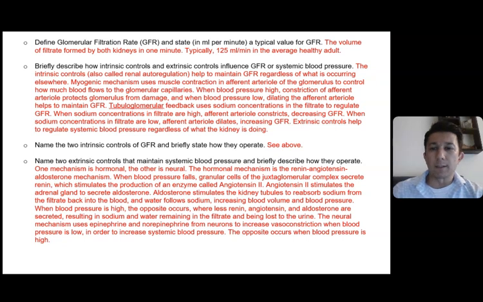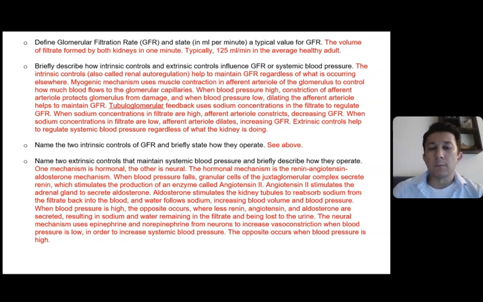We see that the opposite is going to happen when blood pressure is high. That is, we're going to get less renin being secreted, which is going to lead to less angiotensin II being produced and smaller amounts of aldosterone being secreted from the adrenal gland. And so that's going to result in less sodium and water being reabsorbed from the filtrate back into the bloodstream. So it's going to stay in the filtrate, and that sodium and that water is going to be lost to the urine.